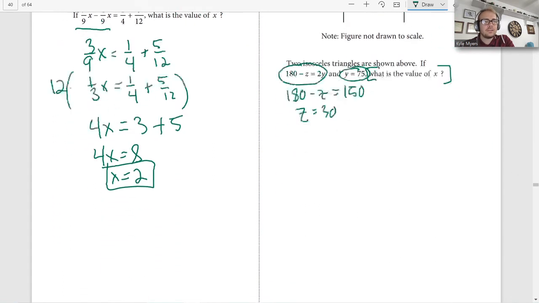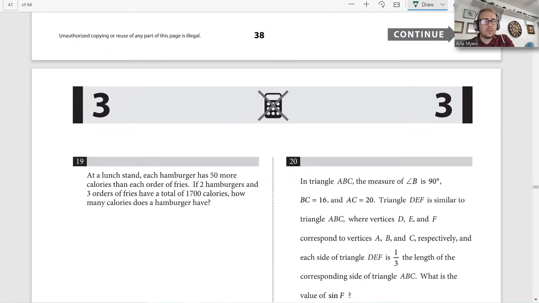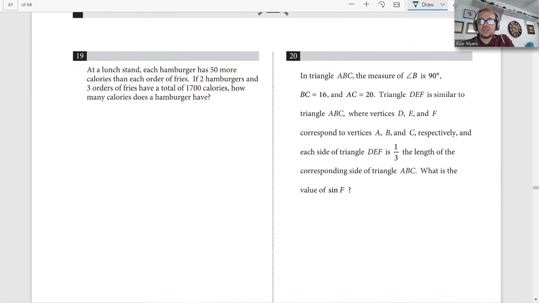All right. Number 19 and 20, we're almost done. I don't understand. Each hamburger has 50 more calories than fries. Okay, 50 more than the order of fries. This is all kind of important, actually, because this sounds like a formula. If 2 hamburgers and 3 orders of fries have a total of 1,700 calories, how many calories does a hamburger have? So we want to know hamburgers.